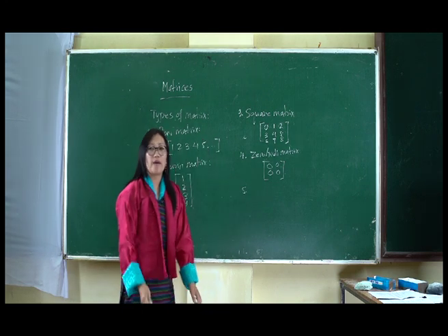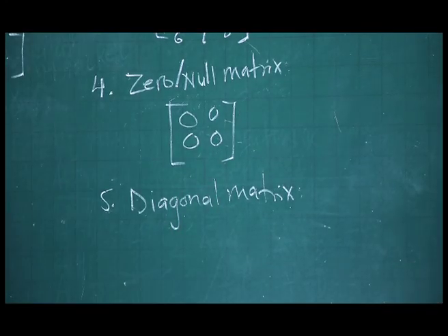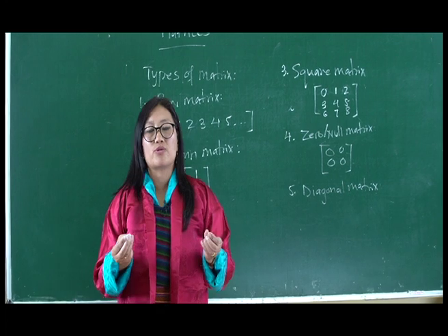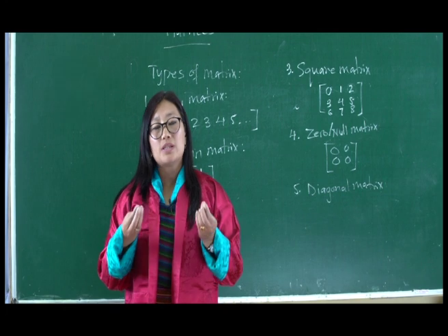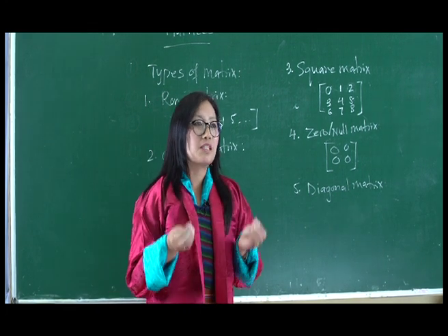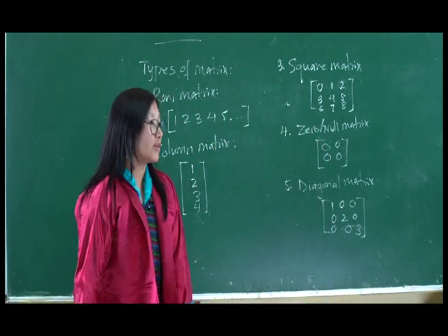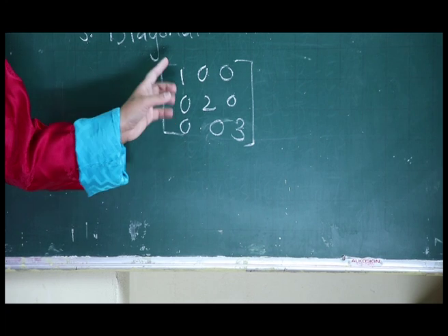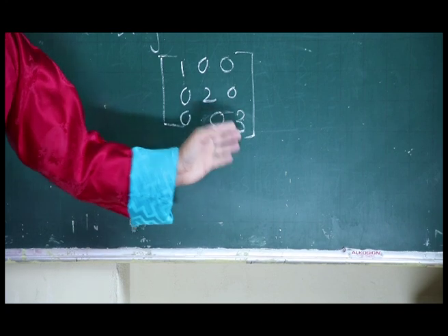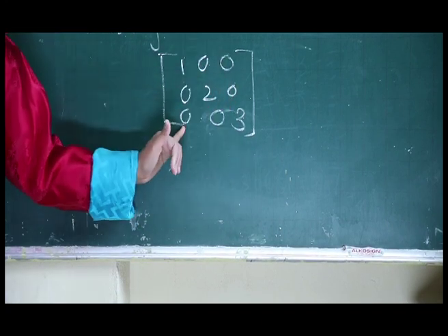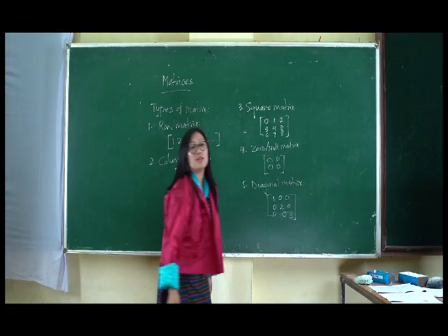The fifth one that we have is a diagonal matrix. A diagonal matrix is a square matrix, but what you have to remember here is that all the elements will be 0 except the elements in the principal diagonal. If you look at this, you'll see that our starting diagonal element is not 0. Here all other elements are 0 except for the principal diagonal. So this is called the principal diagonal.